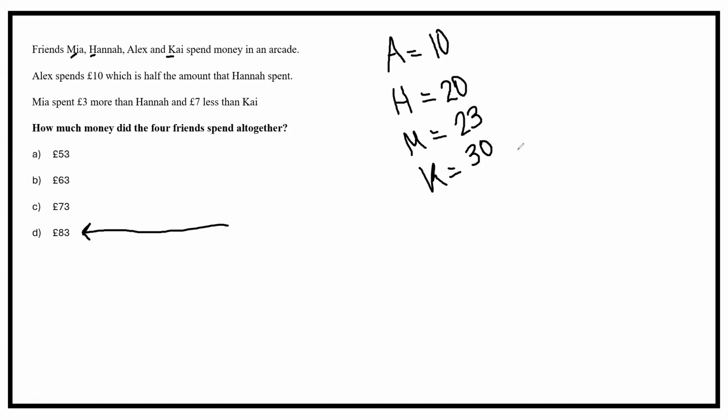I've gone through the text very carefully, and as I went through each bit of information, I wrote it down, okay? And then the question says, how much money did the 4 friends spend all together? Well, all we need to do now is add together how much they spent, okay? And with these numbers, they're not too tricky to add in our heads. If we need to use any sort of methods or a column method or any sort of written method to solve this, you can. But I'm going to do it mentally. So 10 plus 20, that gives me 30. And then 30 plus 23 gives me 53. And then 53 plus 30 gives me 83. So the total amount spent was £83.